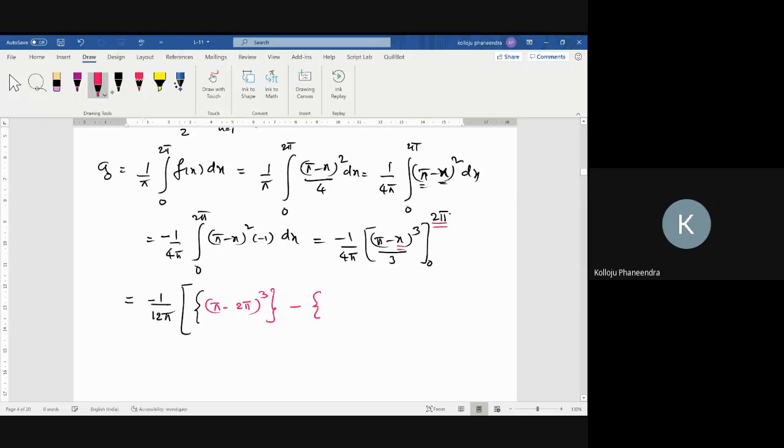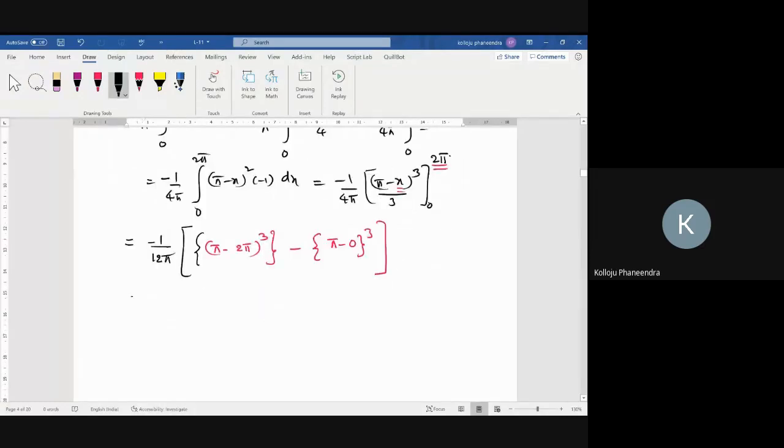Coming to the lower limit, in place of x put 0. So (pi minus 0) whole cube. This is closed. Now this is equal to minus 1 by 12 pi times minus pi cube minus pi cube. And this is also minus pi cube. So totally 2 pi cube by 12 pi, so this is pi square by 6.